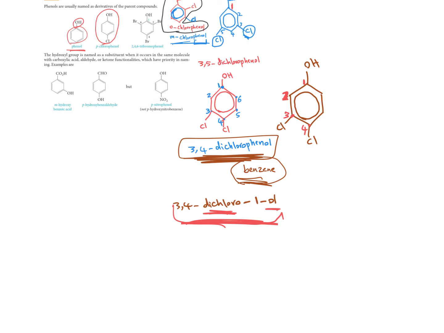Yes? Can you just add benzene to the end and have that be an accurate representation? You go dichlorobenzene, without the E. Okay. It's kind of like the example that we had here. We call that 3 and 4 dichlorobenzene 1-ol. Does that make sense?